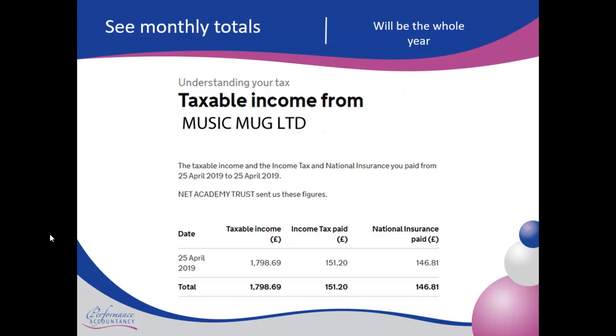So this now takes for Music Mug Limited. It shows this person was actually only employed by them and paid by them for 1 month, and that happened to be April. So what you'll find is their taxable income was £1,798.69, and the income tax paid was £151.20, and national insurance £146.81. The figures you'll need to provide your accountant if you don't have a P45 or P60 for Music Mug Limited are these 2 here, the taxable income and the income tax paid.